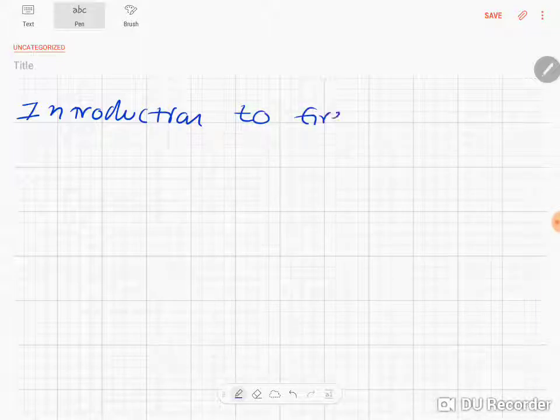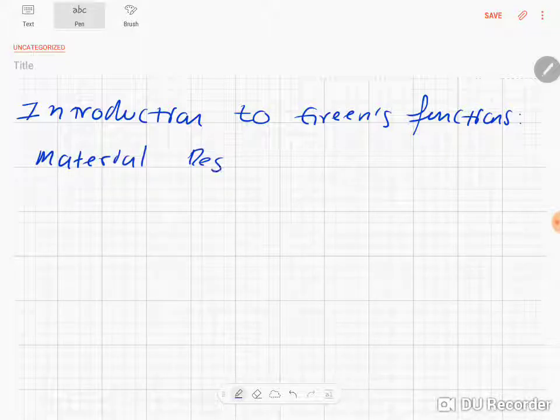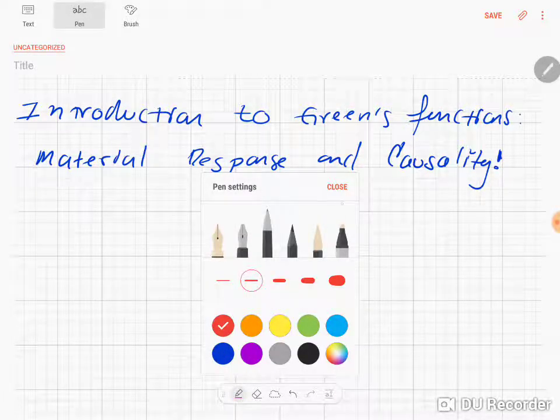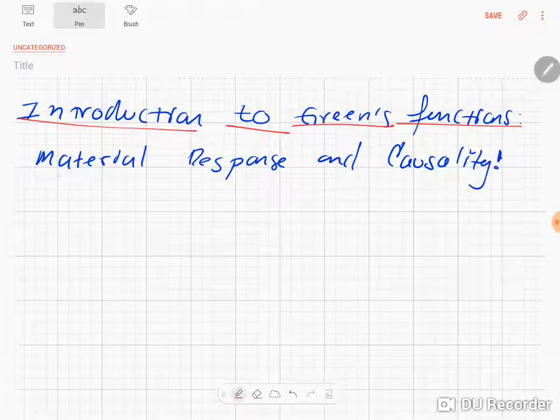Okay, and today we're going to discuss one of my favorite topics, which is material response and causality. This, of course, in the context of Green's functions, which is what we're actually discussing throughout these days. So let's just underline the title of the lecture and let's start.